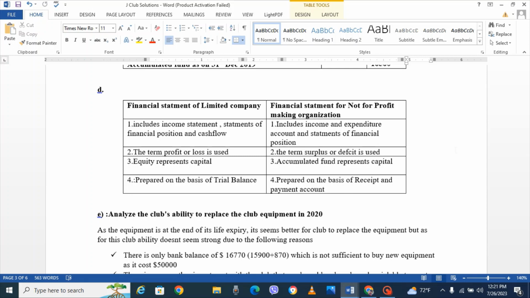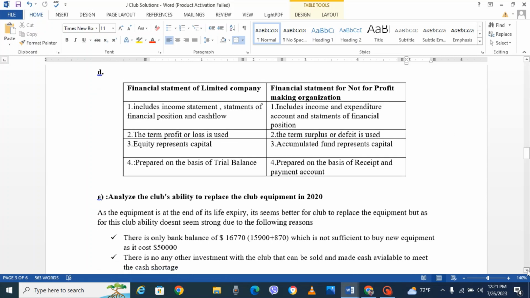And the next difference is that the financial statement of a limited company is prepared on the basis of the trial balance. But on the basis of the receipts and payments account, we prepare the financial statement of non-profit making organizations. So these are the four differences. You can write any two out of these.